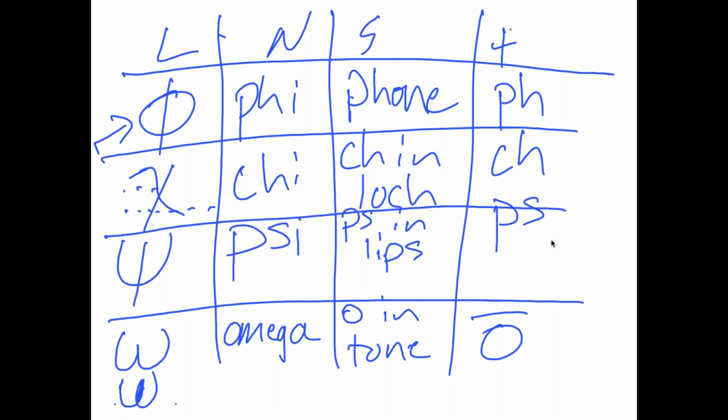Everyone got that? That's all the letters. So we've learned from alpha to omega. Now it's time to learn some words.